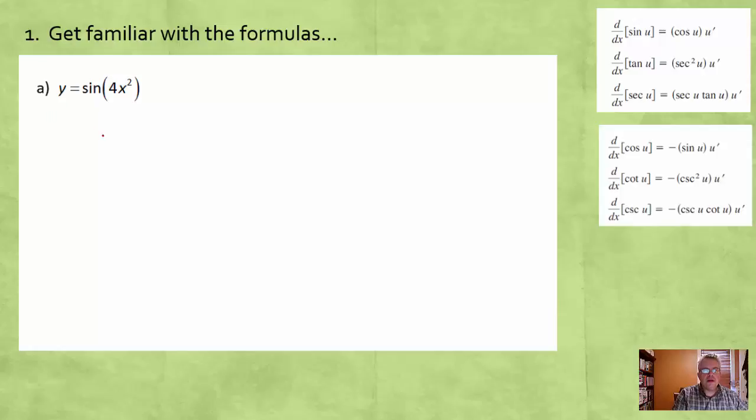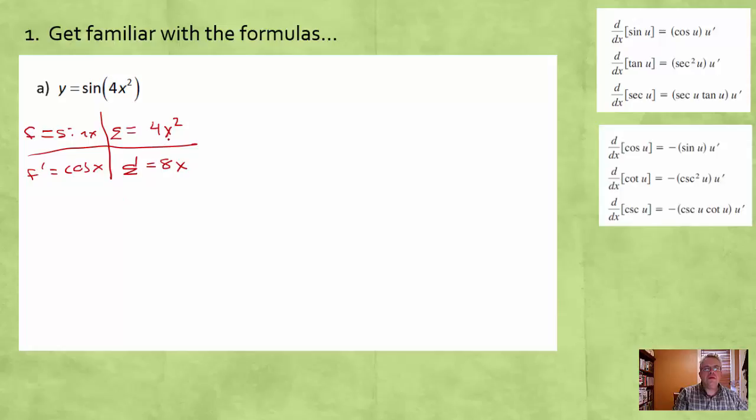All right, if I was going to make a table, we would do this. And we'd write down what f, the outer function, is and what the inner function is. The inner function is 4x squared, and the outer function is sine of x. F prime would be cosine of x, and g prime is 8x.